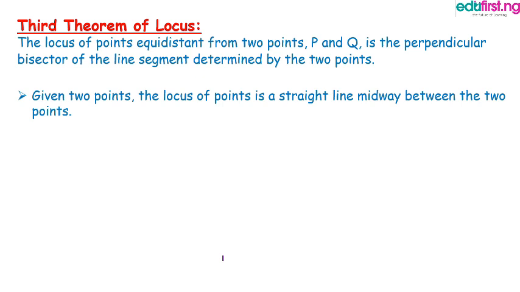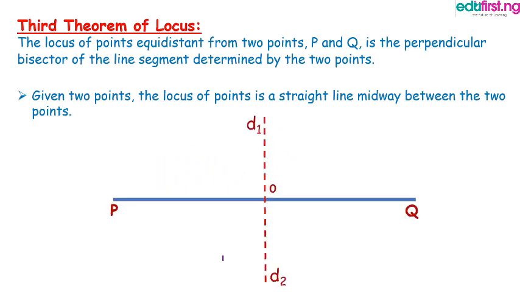Given 2 points, the locus of points is a straight line midway between the 2 points. So a line that can divide the given 2 points in the middle is a locus. For example, we have line PQ. Line D1 D2 divides and bisects line PQ in the middle. So that is what theorem 3 is saying.